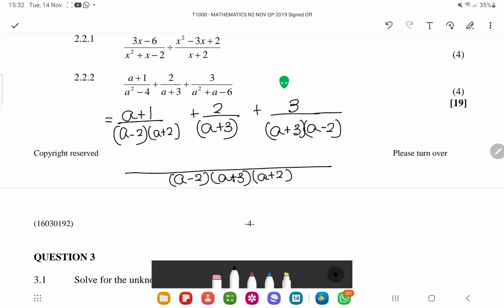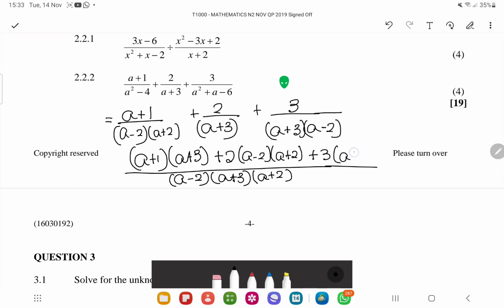So now here we've got a minus 2 and then a minus 2 cancel, a plus 2 and then a plus 2 cancel. The remaining is a plus 3. So we're going to have a plus 1 and then a plus 3. Then plus 2, then we have a minus a plus 3, and then a plus 3 will cancel. Then the remaining is a minus 2, then a plus 2, then plus 3, then a plus 3 cancel, a minus 2 cancel, then the remaining is a plus 2. Okay, then we are going somewhere.